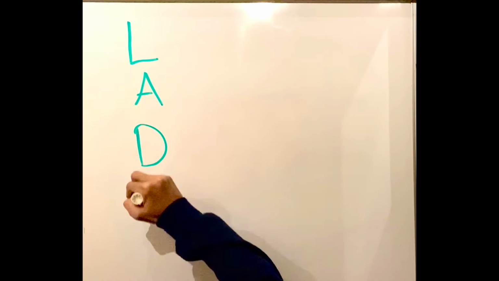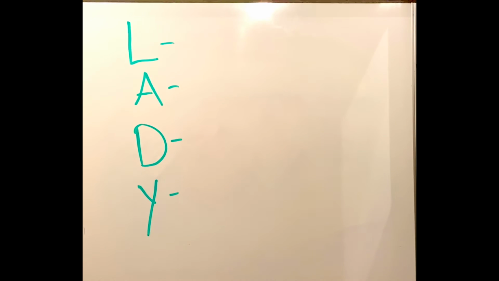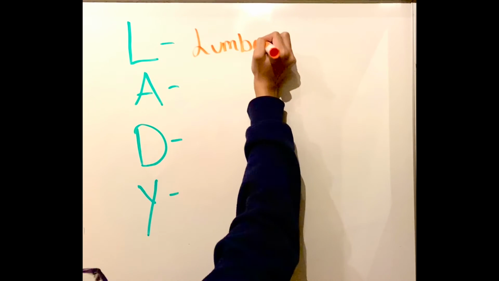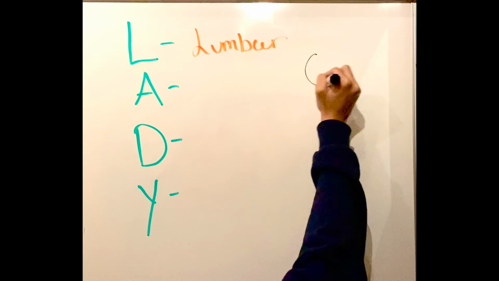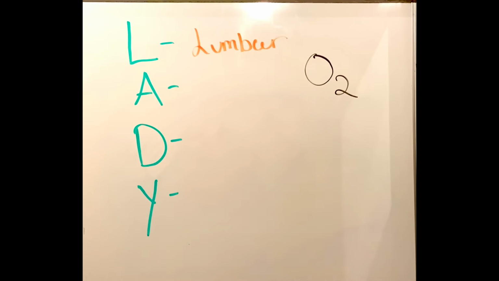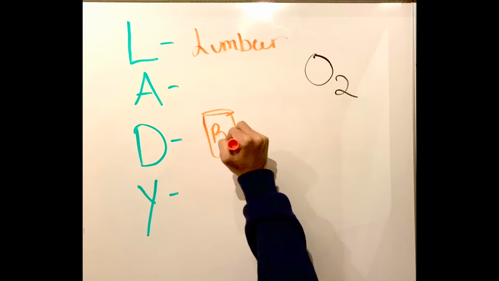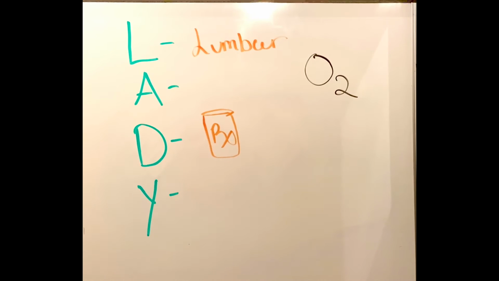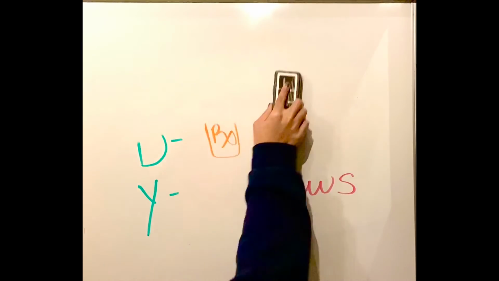The L in lady stands for lumbar puncture, which could be for meningitis. The A stands for anoxia, which could be hypoxia, in which the brain is not getting enough oxygen. The D stands for drugs that can be prescribed, recreational, or illicit, and the Y stands for yaws, which is an infection of the skin, bones, and joints.